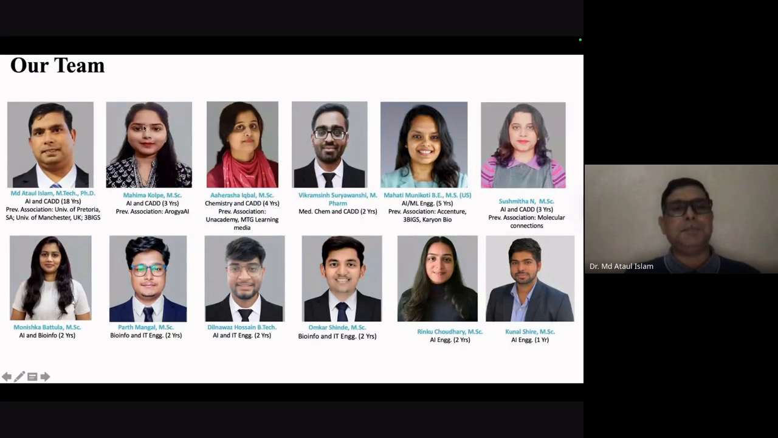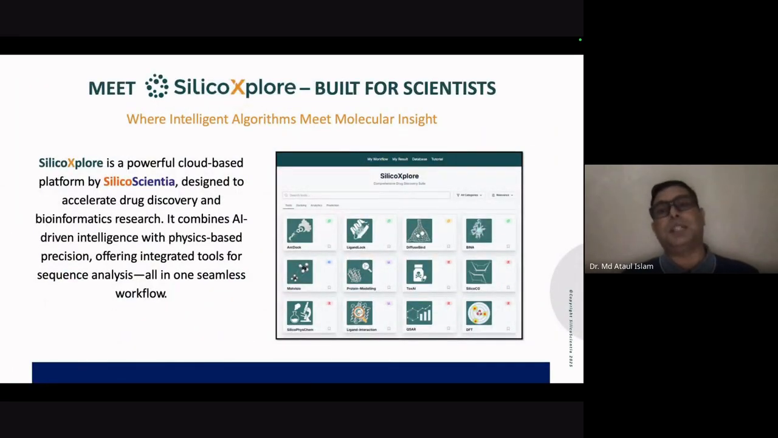So this is our team. Along with me, we have the co-founders team, the AI machine learning team, and the IT team, that is the development team, and they developed a good platform. Along with all these services, we have developed a complete online cloud-based drug discovery platform, that is Silico Explore.